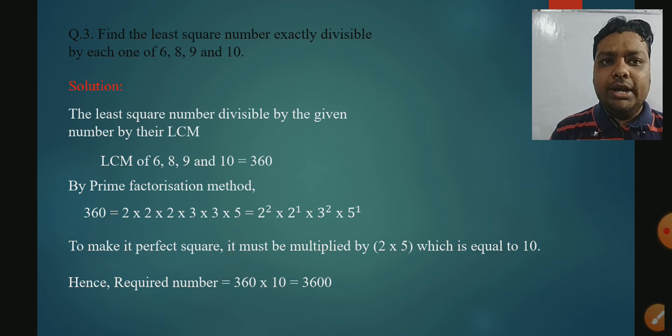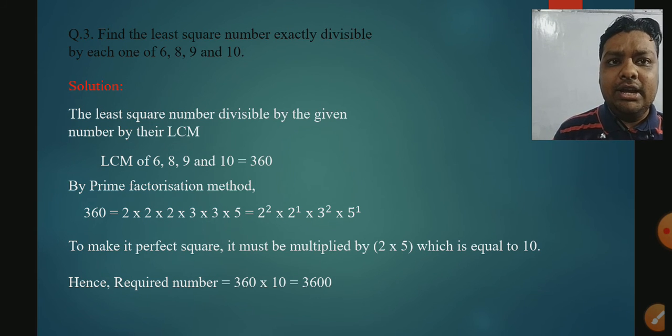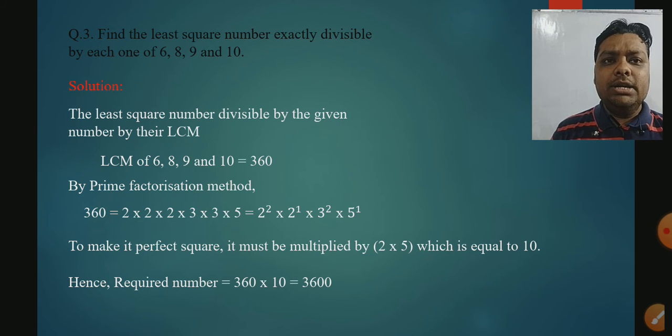You can check it also. If we divide 3600 by 6, then we will get 600. If you divide 3600 by 8, then what you will get? 8 4s are 32, 8 5s are 40, it means 450. Then if you divide 3600 by 9, then 400. If you divide 3600 by 10, you will get 360. It means this number 3600 is easily divisible by 6, 8, 9 and 10. Okay students, so like this we can find this type of question.